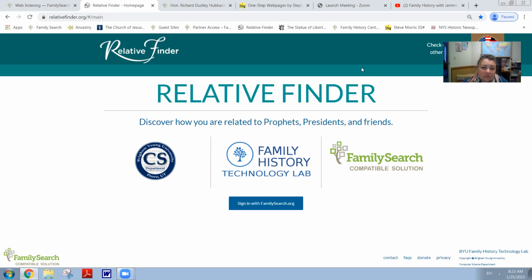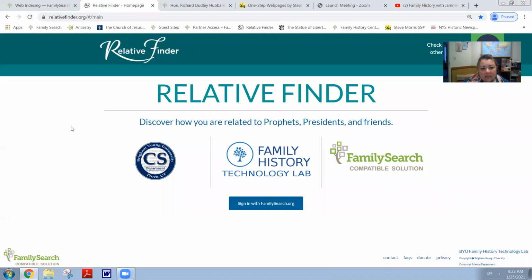So today I want to talk about this website. It's called Relative Finder. Relative Finder is run by BYU Family History. It actually uses your FamilySearch web login, so however you log in with FamilySearch is exactly how you would log in with Relative Finder. The web address is relativefinder.org up here.